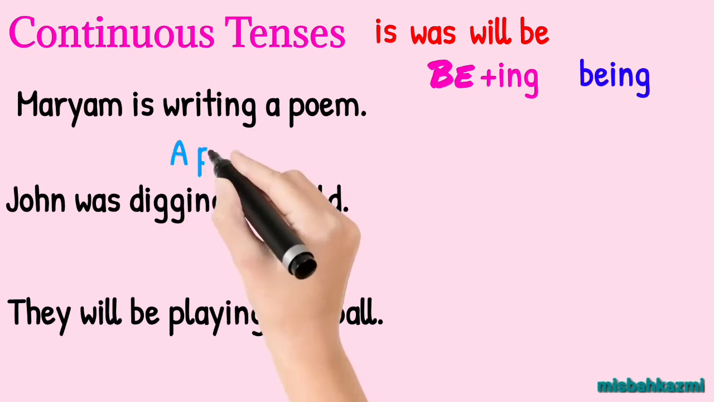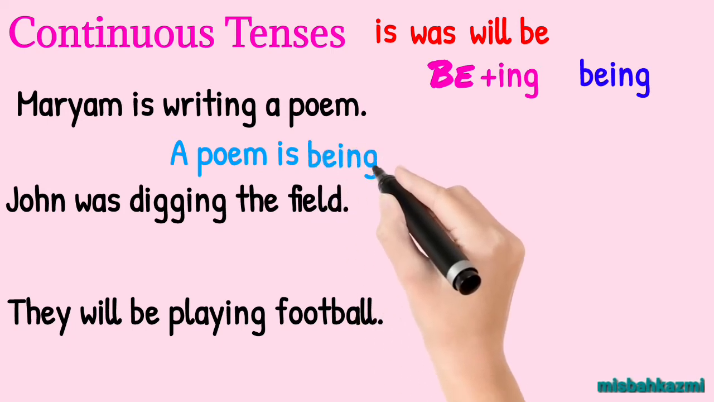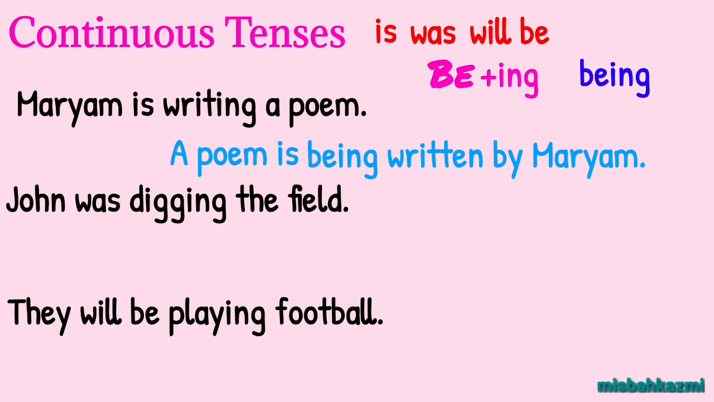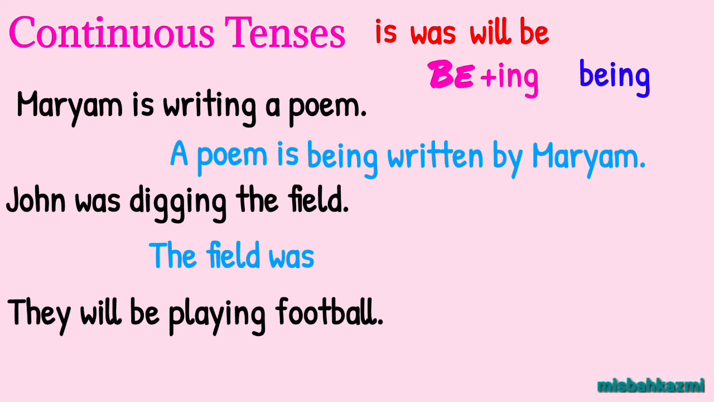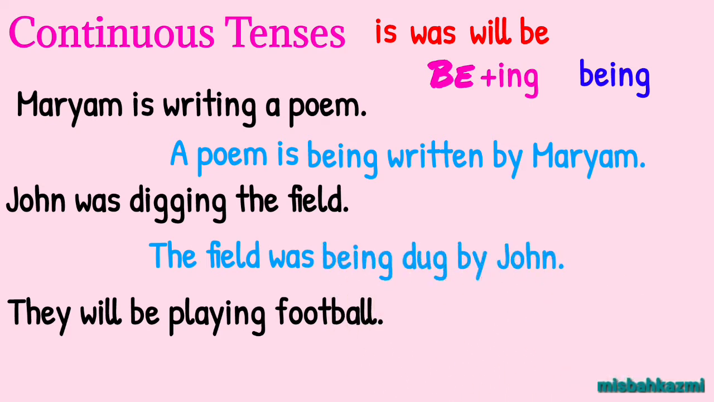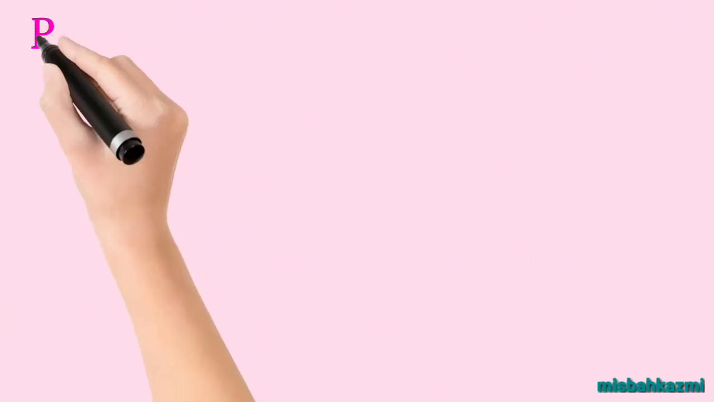A poem is being written by Maryam. The field was, is already there, being dug by John. Football will be, is already there, being played by them. So this is continuous tense in passive form.